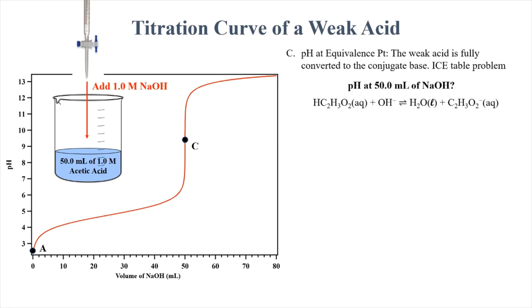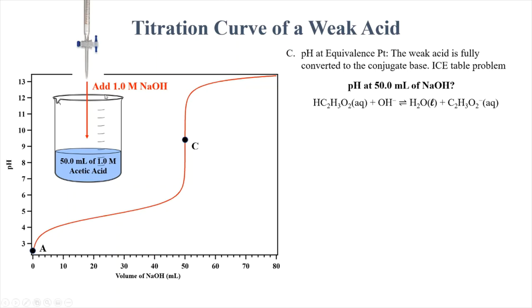So let's look at the pH at the equivalence point. This is a more challenging problem because now we have to contend with the conjugate base that's made. At the equivalence point, the weak acid is fully converted to the conjugate base. So because we don't have a mix of weak acid and conjugate base, we just have conjugate base, we have to revert back to an ice table problem. Let's dissect this problem step by step. We know that the equivalence point is at 50 mils of NaOH. We calculated that back on that original slide where we looked at the two different titration curves. So we know that.